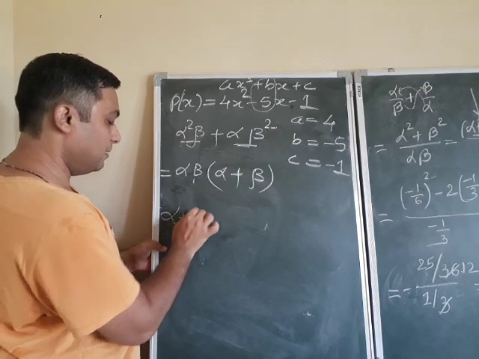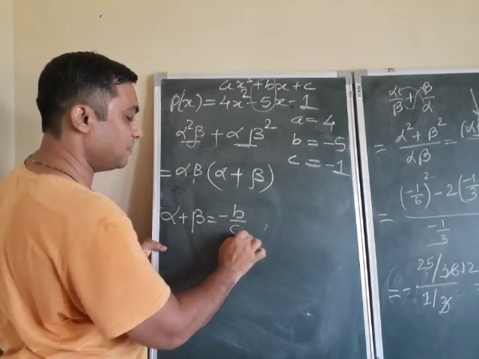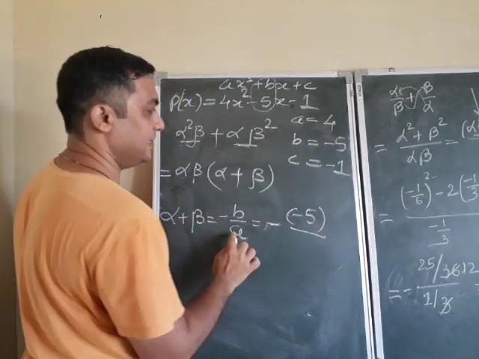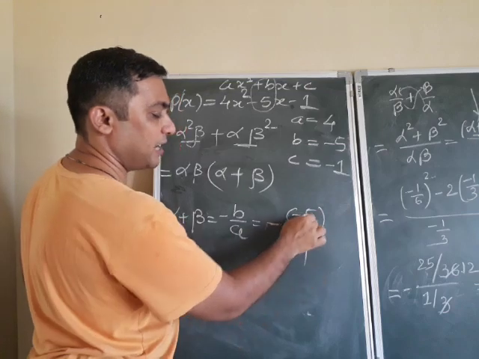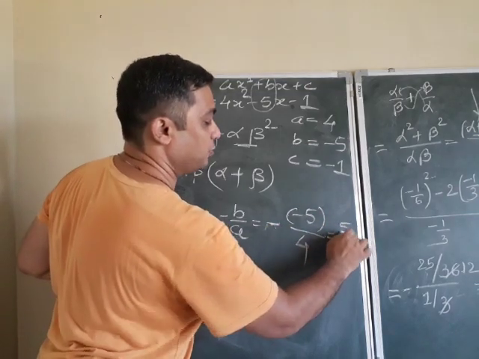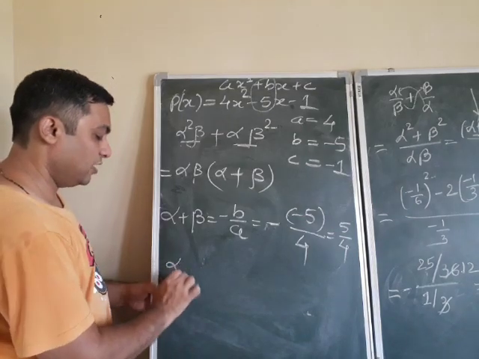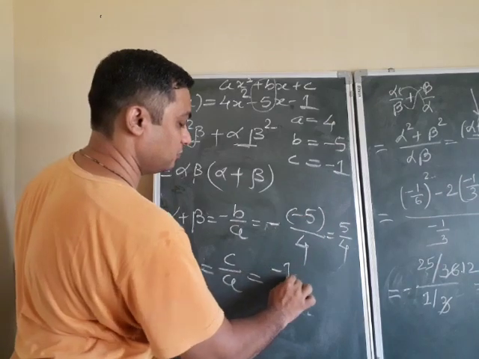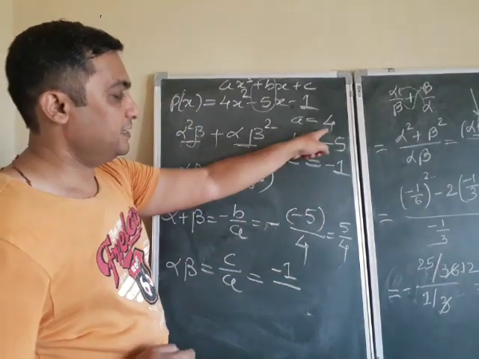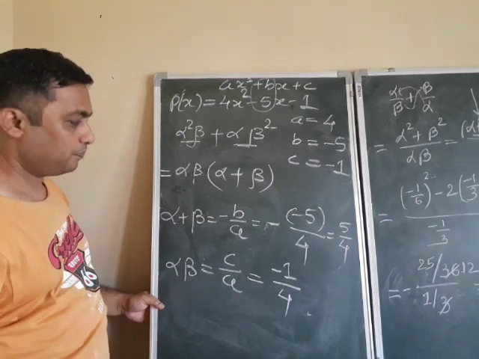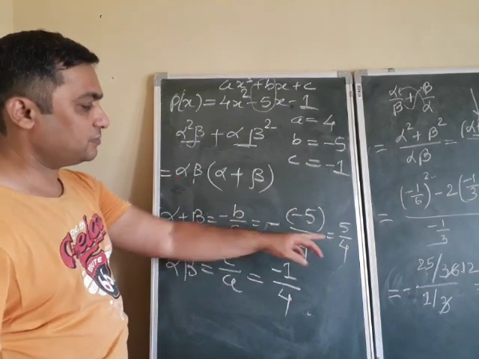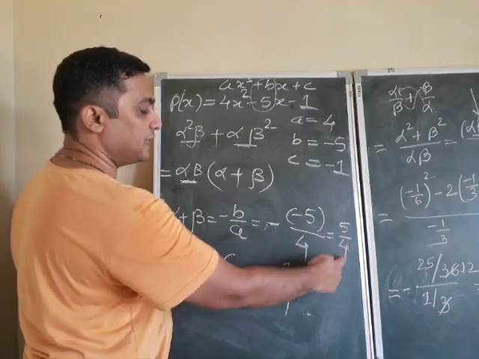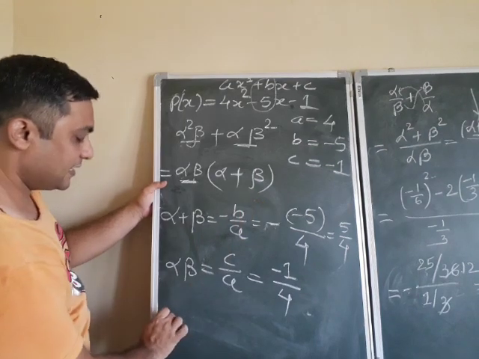Now alpha plus beta is minus b by a. So minus b, b is minus 5, and a is 4. Minus minus plus, so this is 5 by 4. And one more, alpha into beta, it is c by a. c is minus 1 and a is 4. So this is minus 1 by 4. Now substitute all these values in their respective places. Alpha into beta is here, minus 1 by 4, and alpha plus beta, 5 by 4, is here. Clear?